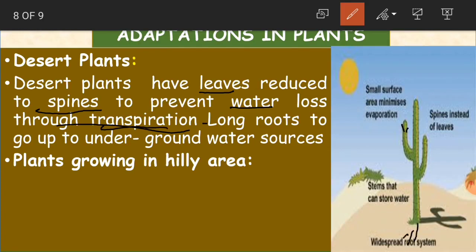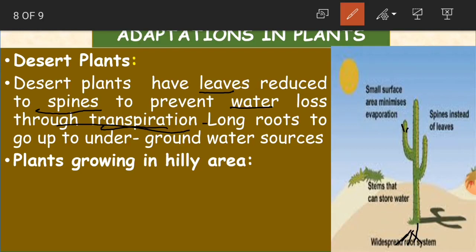And they have long roots. So how are their roots? They have long roots, to go up to underground water sources. Why do they have long roots? Even to take the water from the underground water sources. As the rainfall and the water sources are very less in desert areas, these leaves have got a spine structure, and even the roots are so long so that they can take even the underground water sources. So that is how this plant is getting itself adapted to this region.